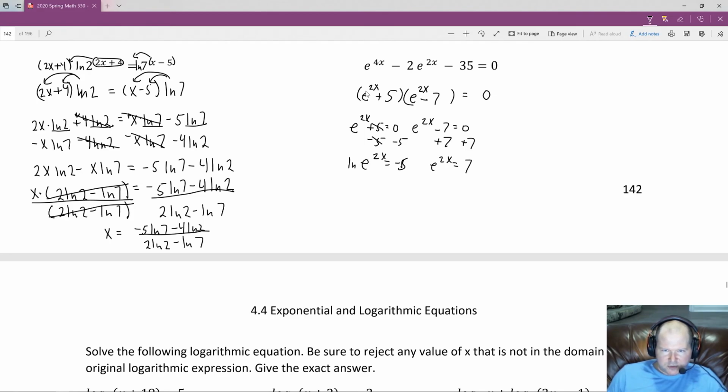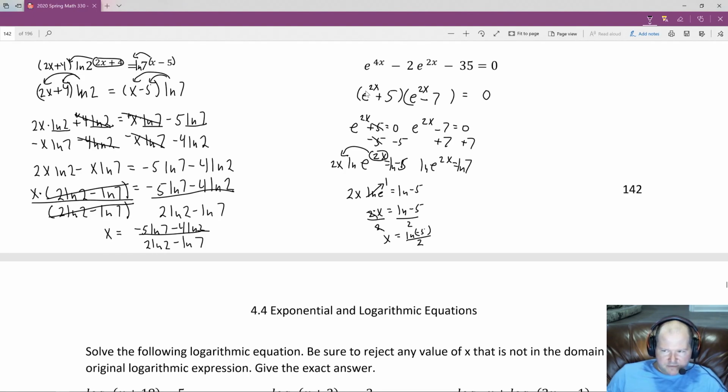Now at this point I'm going to take a natural log of both sides. Right, natural log, both sides. Okay, and that allows me to pull this 2x to the front. So we end up with 2x times the natural log of e, which is simply equal to 1. So the whole thing turns into 2x is equal to natural log of negative 5. And we're going to solve for the x by dividing both sides by 2. And that gives me x is equal to the natural log of negative 5 over 2.